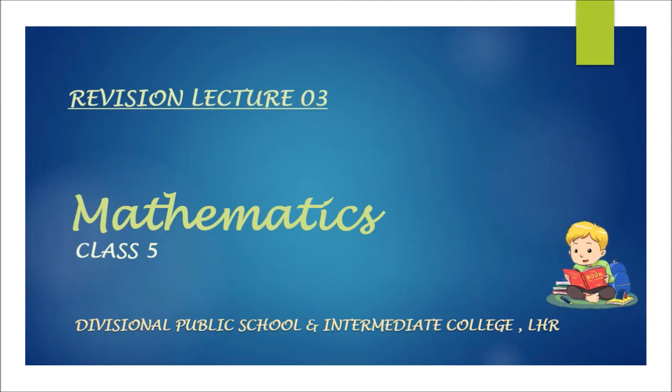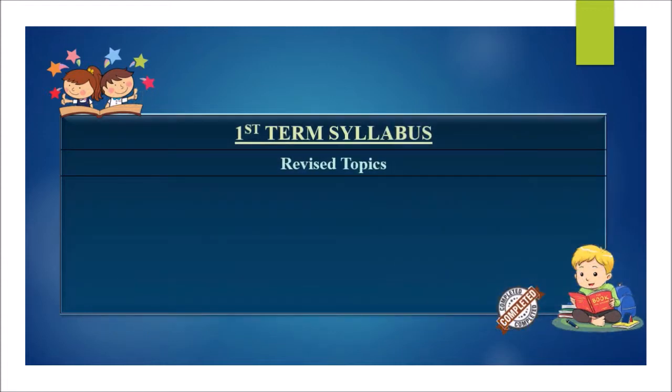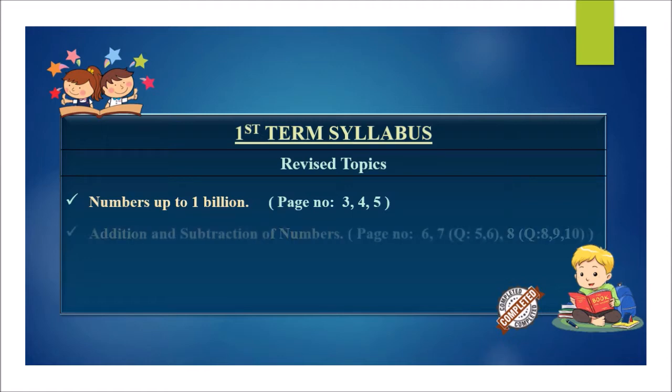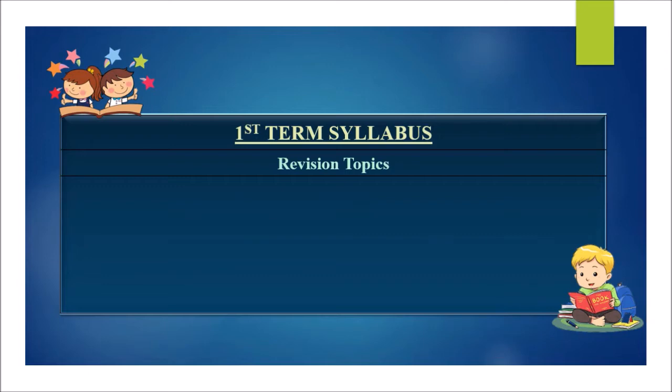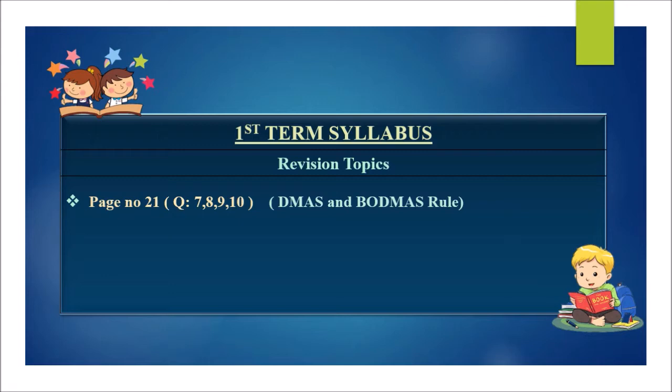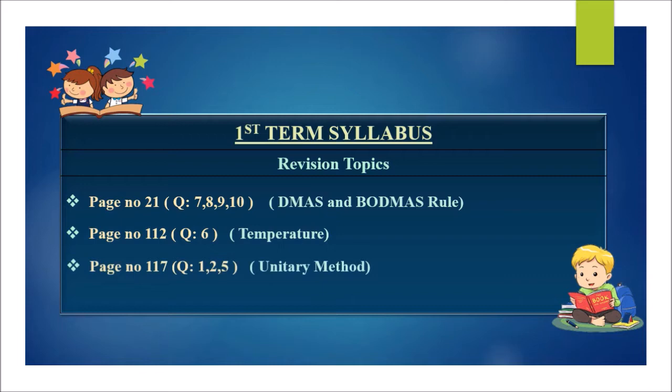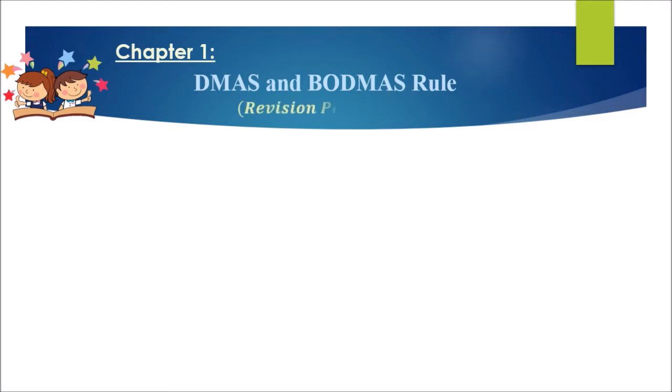Let's start our third revision lecture of math subject for level 5. In revision lectures, we have revised the topics that are numbers up to 1 billion, addition and subtraction of numbers, perimeter of square, rectangles and composite shapes. Today, we'll revise the concepts which are given in page number 21, DMAS and BODMAS rule, page number 112, temperature, and page number 117, unitary method. Let's start from page number 21.